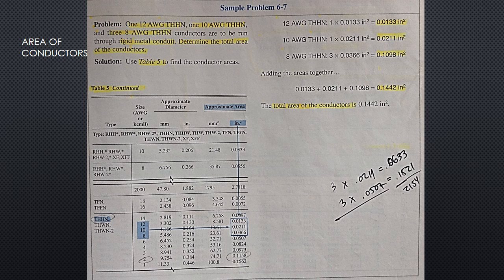Area of conductors. Table 5 in Chapter 9 of the code contains the cross-sectional area for conductors. The table is organized by conductor type and conductor size. Determining the area of the conductor is easy. First, find the type of conductor in the left column, then find the size and read the area in the far right column. When you're determining the total area of all conductors in a conduit, repeat this process for each conductor to be contained in the conduit. Then add the areas of all of the conductors together to determine the total conductor area.